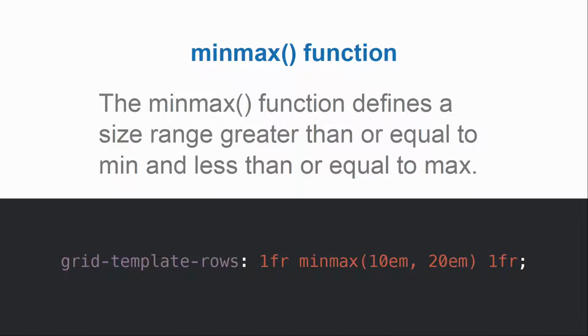We can also set a minmax on either the rows or the columns. It defines a size range greater than or equal to our min and less than or equal to our max. So in our example here, our first and last rows are going to be 1 fractional unit of what's left over each. And then our second row can span from 10 ems to 20 ems, depending on the content.